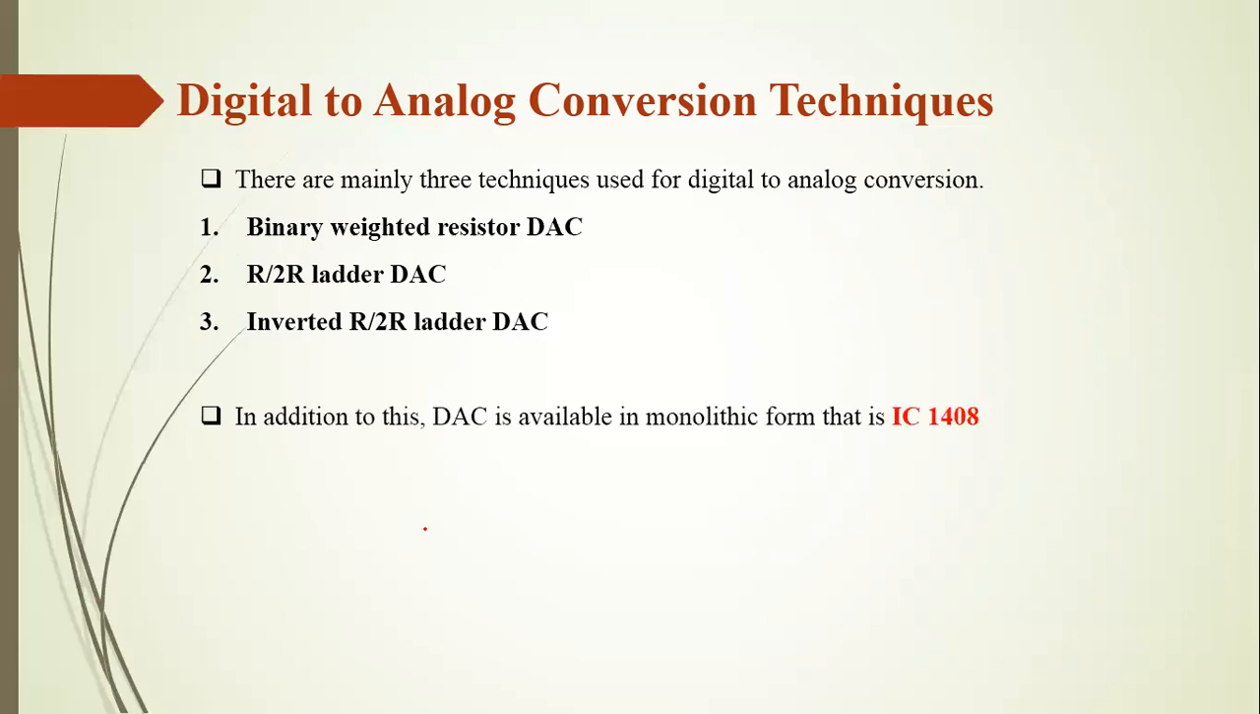Apart from these three, we have D to A converters in the form of monolithic ICs, that is IC 1408. This can also be considered as one type of D to A converter. This we will be discussing in further videos.